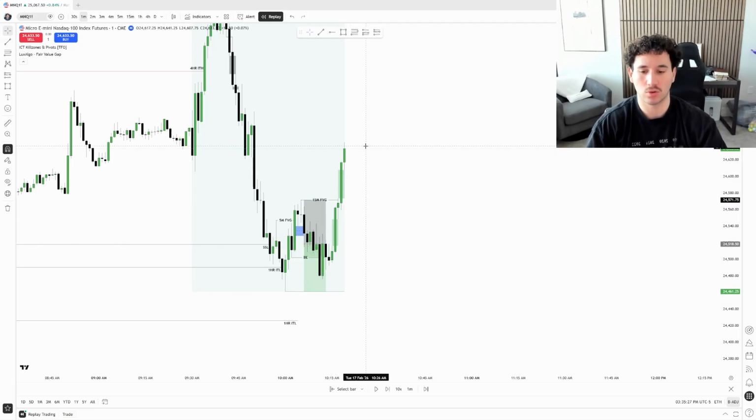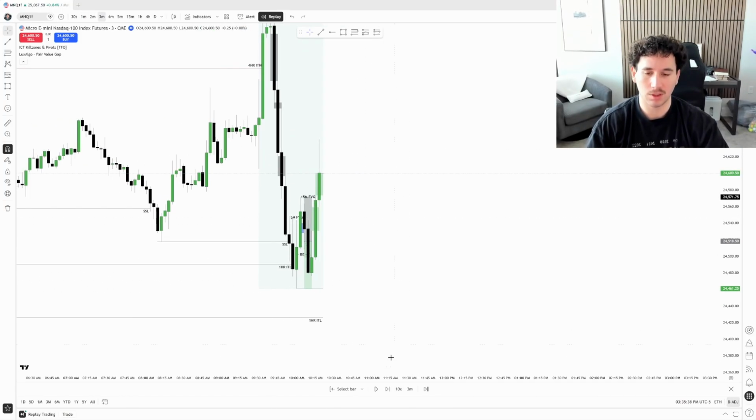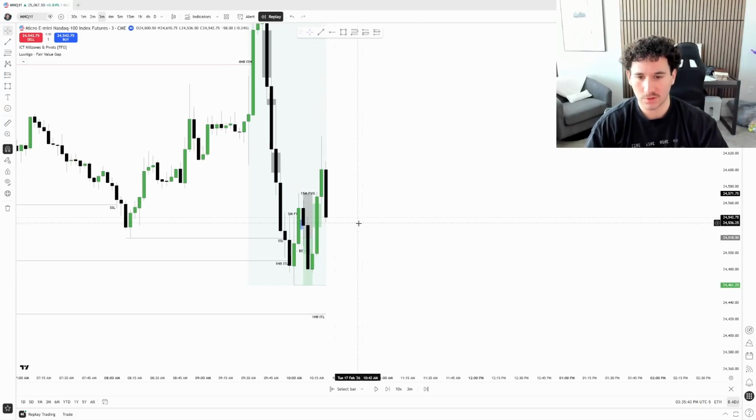Now I was still looking for the shorts because we still had this 1-hour internal low, and then we did make two relative equal lows. So I was still looking for shorts. The first trade opportunity I identified was a 3-minute inversion. So right here, we almost inversed this 3-minute.